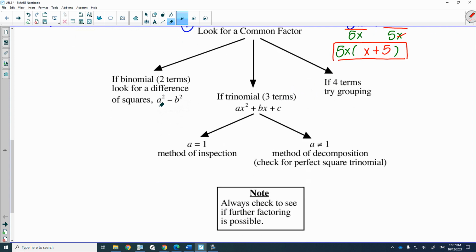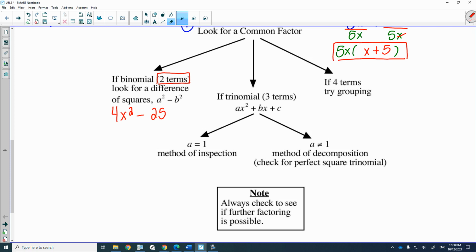Second thing, if there's no GCF, what you're going to do is say, okay, if there's two terms, so let's box in two terms, what you're going to check for is, is it going to be a difference of squares? So for example, 4x squared plus 25. This is two terms, but sorry, what do I need to do? 4x squared, it should be minus 25.